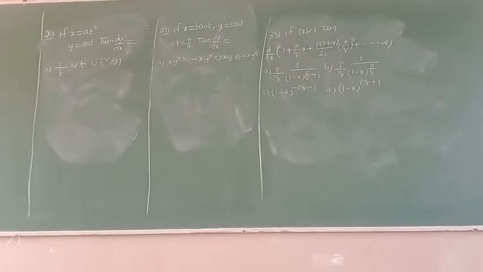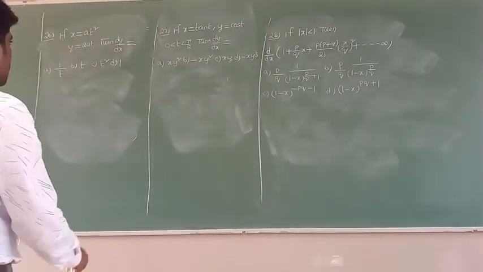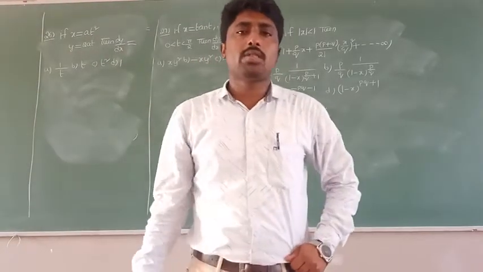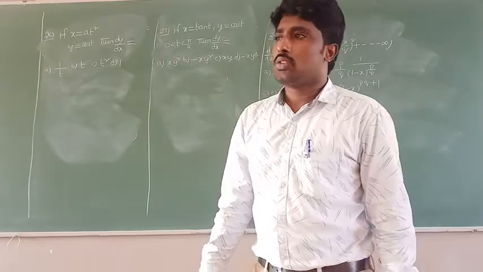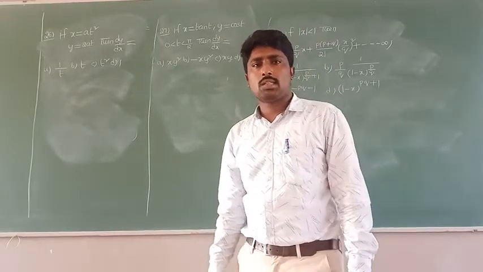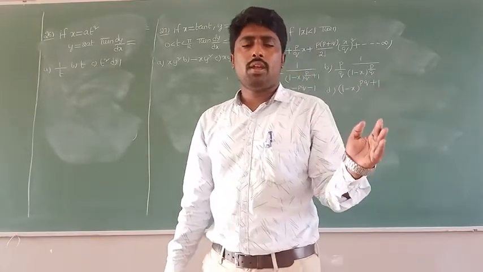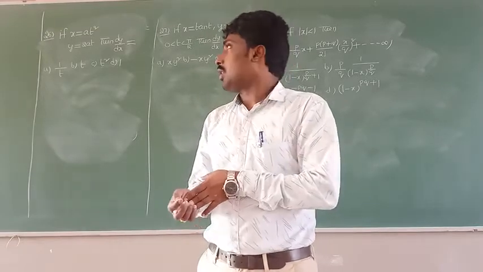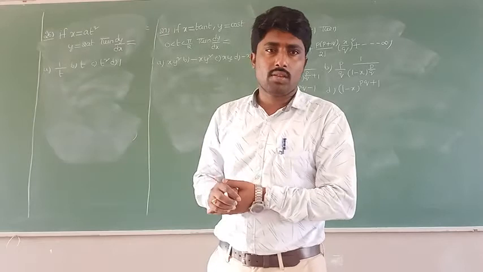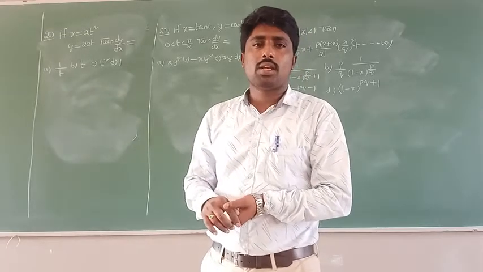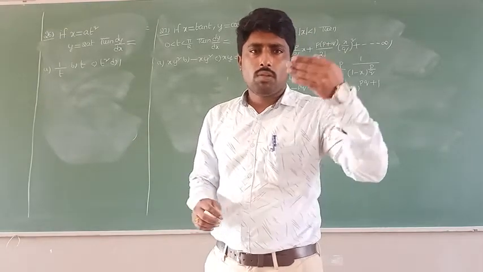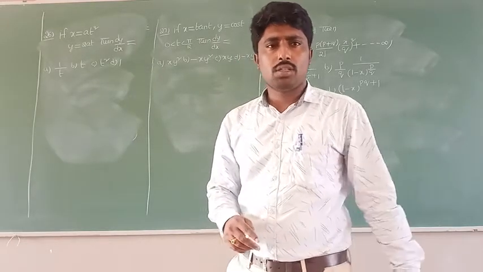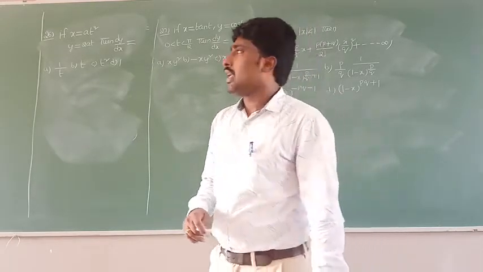Now students, see the remaining problems. Problem 26. This problem we can do by using parametric differentiation. So what does parametric differentiation mean? If x equals f of t and y equals g of t, whenever these two types of terms are given, if they ask dy by dx, what is the formula? dy by dt divided by dx by dt. So by using parametric differentiation, we can find dy by dx here.